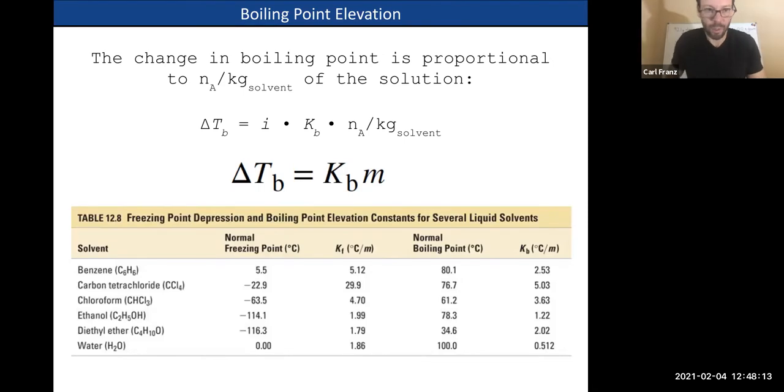And K is going to be some specific constant that is relative to a particular solvent, okay? And so the constants are different if you have different solvents. Benzene has a constant of 5.12, chloroform 4.70, water 1.86, so on and so forth, okay? But if we know two of these three, or if we have other information that we can use to then calculate molality, we can determine how that affects the boiling point.